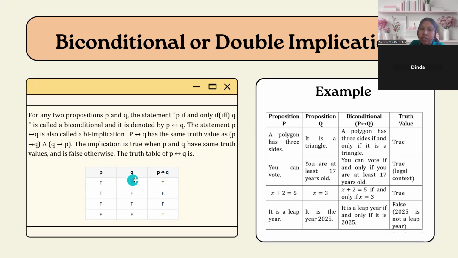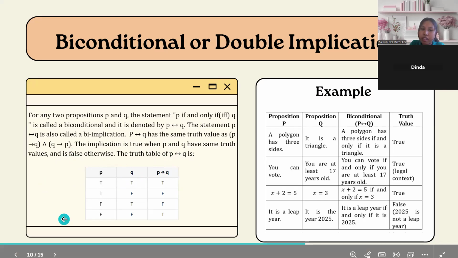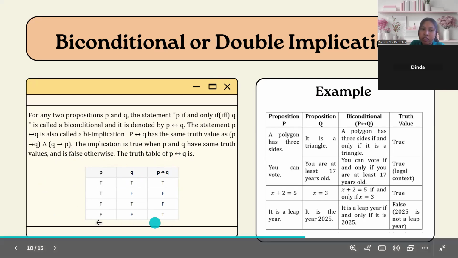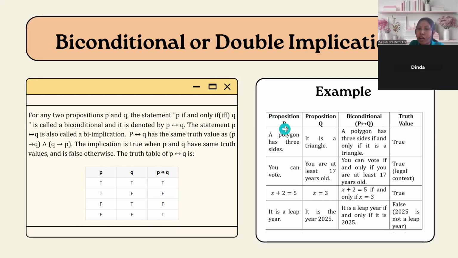If P is true and Q is true, then P if and only if Q is also true. So this is also true. Okay, for example, we have proposition P: a polygon has 3 sides, and proposition Q: it is a triangle. So the biconditional of P and Q, or P if and only if Q: a polygon has 3 sides if and only if it is a triangle. So the truth value of this statement is true.